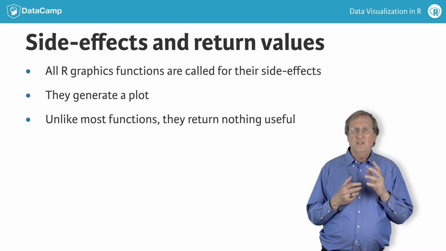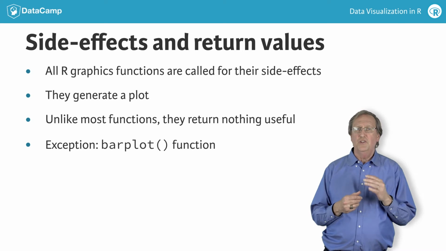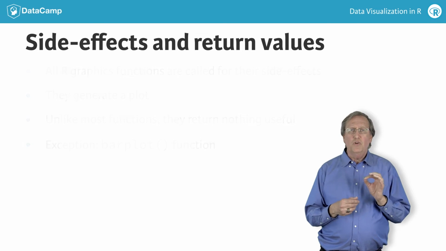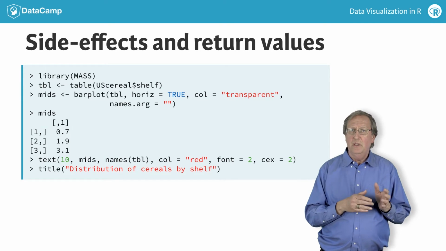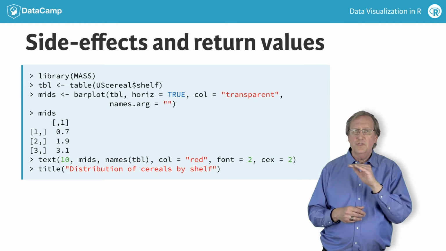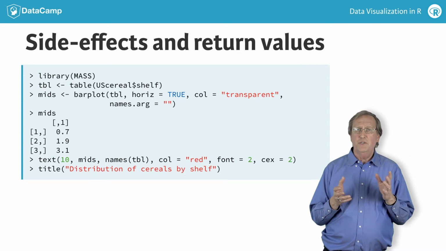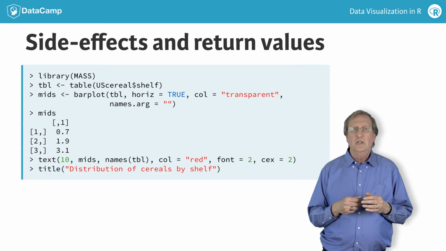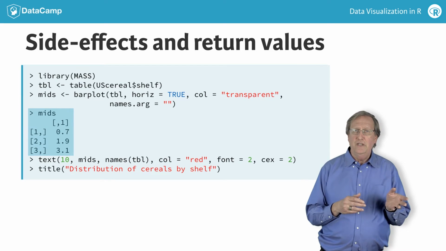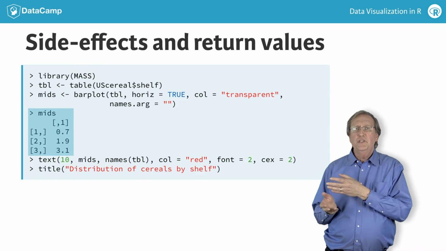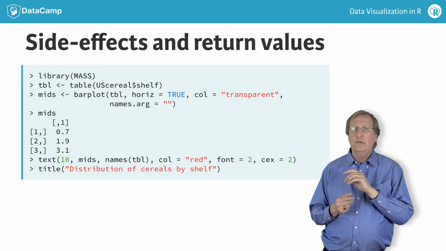A specific example is the barplot function, whose primary side effect is the creation of the desired bar plot, but which also returns a numerical vector giving the values of the centers of each bar in this plot. Here, we have created a horizontal bar plot that shows the frequencies of each value of the shelf variable from the UScereal data frame in the MASS package. The return value is captured in the vector mids shown here.